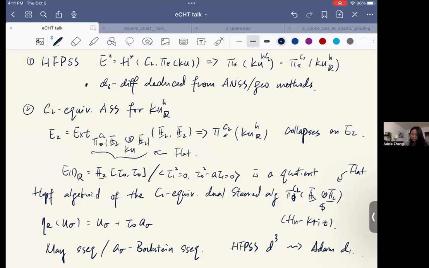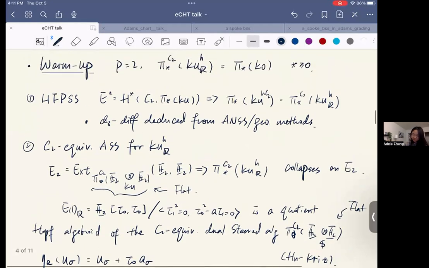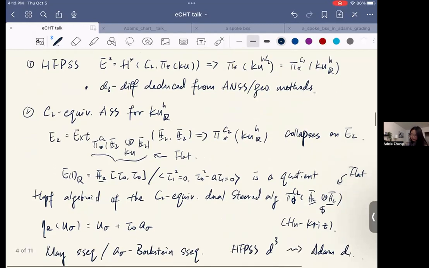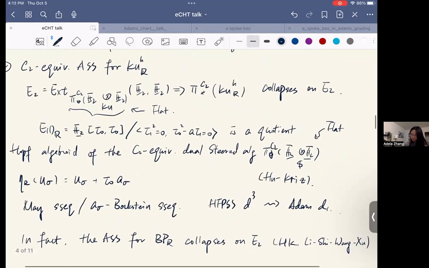So in this well-known case, the C2 equivariant Adams spectral sequence is pretty smart. It doesn't have any hidden differentials. Somehow knowing the Hopf algebroid is enough to deduce the entire spectral sequence. And in fact, the Adams spectral sequence for BPR collapses on E2. This was proved by Hu and Kriz and further exploited by Li, Shi, Wang, and Xu.